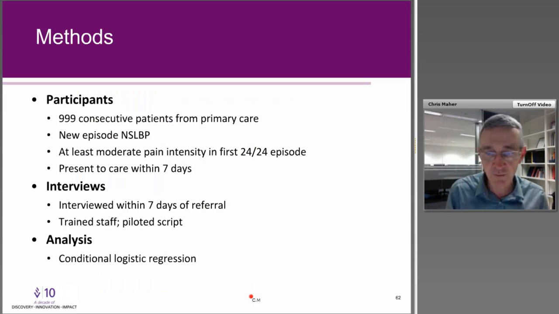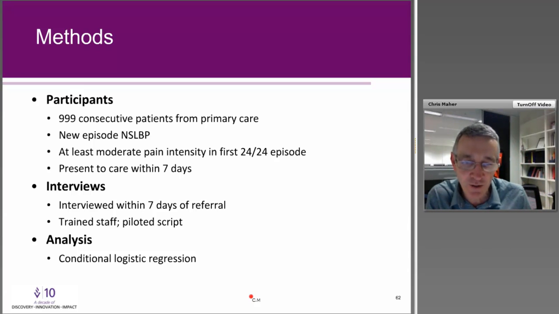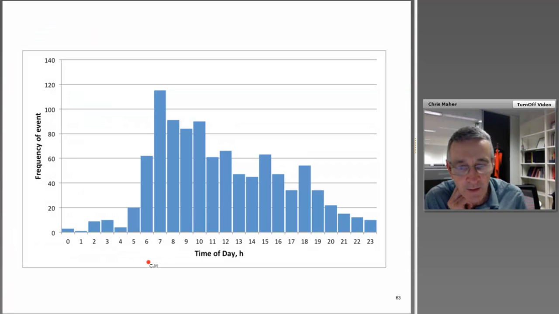We got roughly, just short of 1,000 patients from primary care with a new episode of low back pain. They had to have moderate pain intensity, and the pain had to come on suddenly. We interviewed them within a week of referral, and we had trained staff and we piloted a script. And we used this form of analysis called conditional logistic regression.